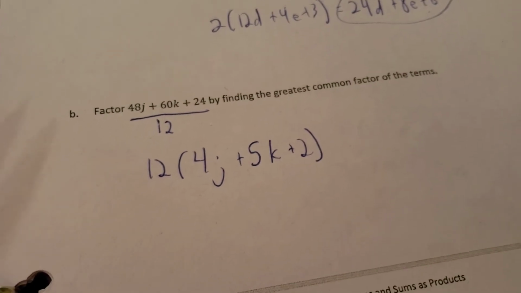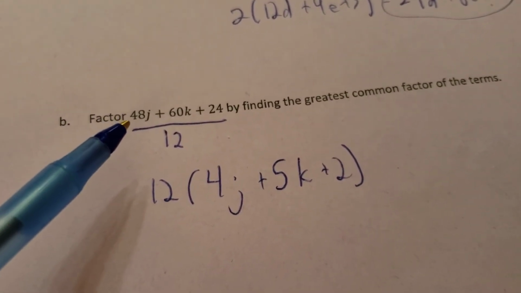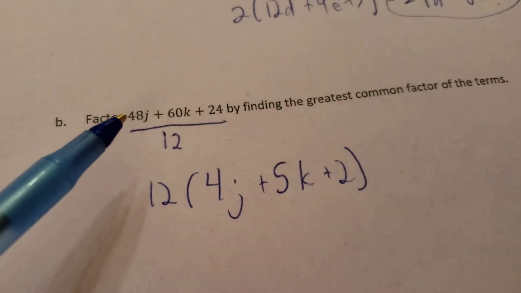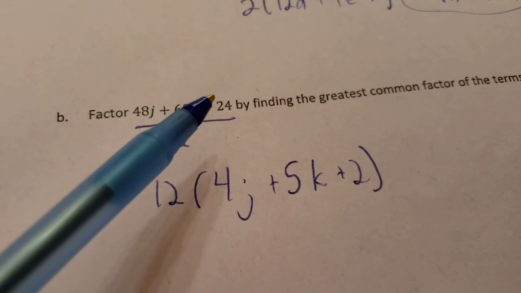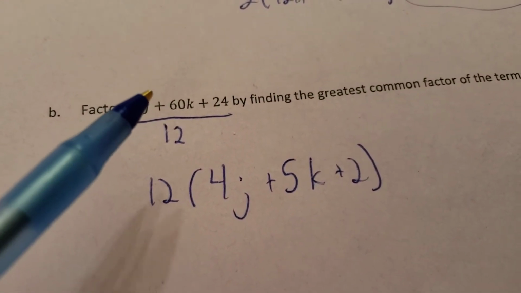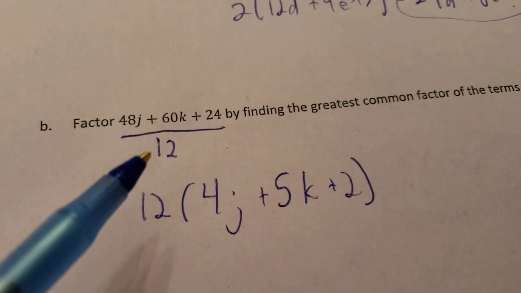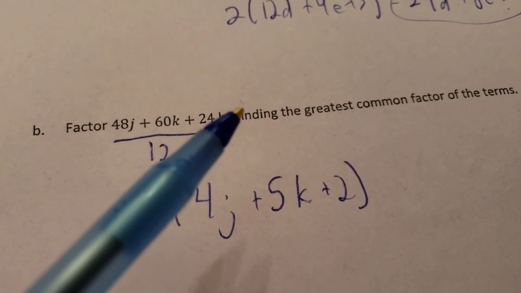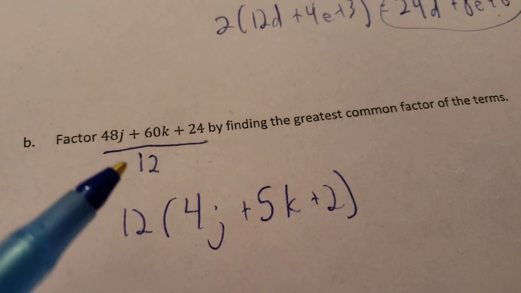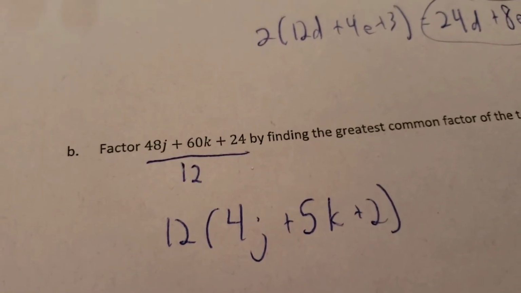All right, sometimes you get more than just 2 numbers. Like in this case, you got not just a factor, so we'll pull the biggest number out that we can. 48j plus 60k plus 24. The biggest number that divides into all of those would be 12. So 48j divided by 12 gives me 4j. 60k divided by 12 is 5k. 24 divided by 12 gives me a 2. So whatever number you chose to divide by, that's what goes outside the parentheses as you're grouping those.